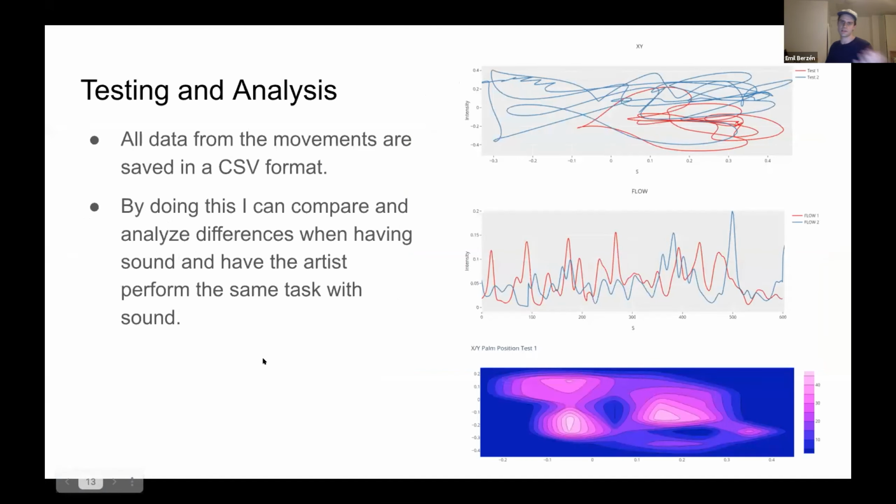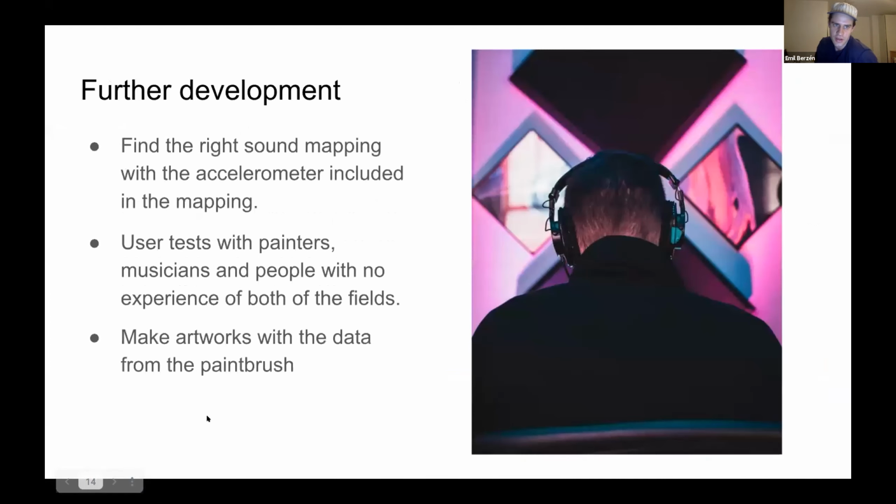And as well, since this is all digital, I'm saving all the data into a CSV format that I can later visualize and compare. I'm also planning to generate some artworks with this data collected from painting a painting, and then having a digital painting that resembles only the movements, which I think could be really interesting, but is in the future. And further development is to find the right mapping for the accelerometer on the brush as well as the palm, and get it to somewhere where I like it.